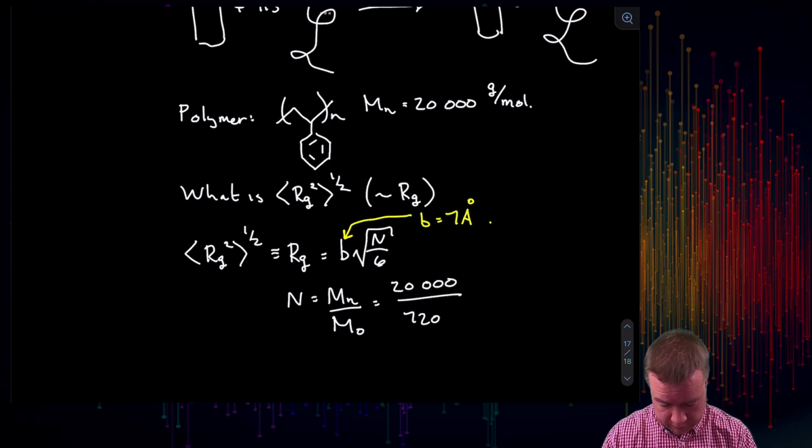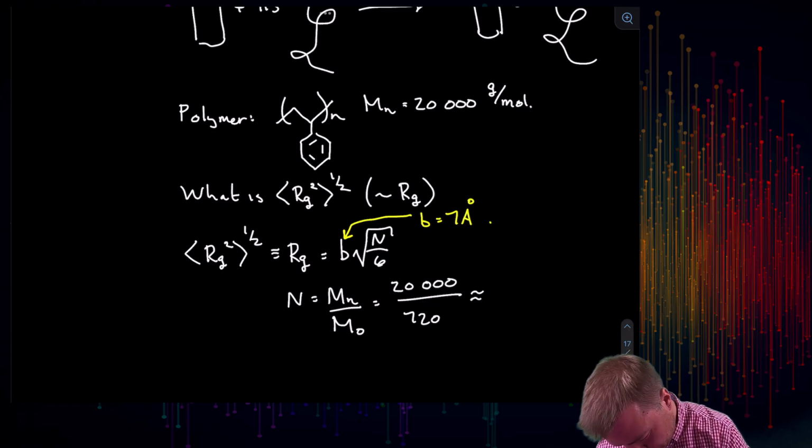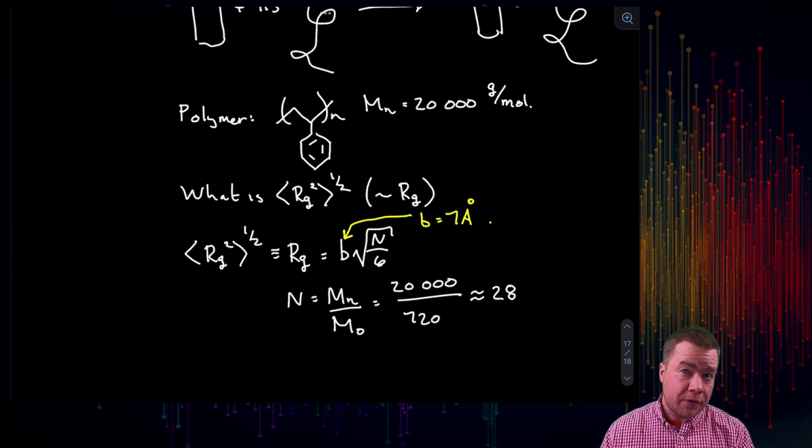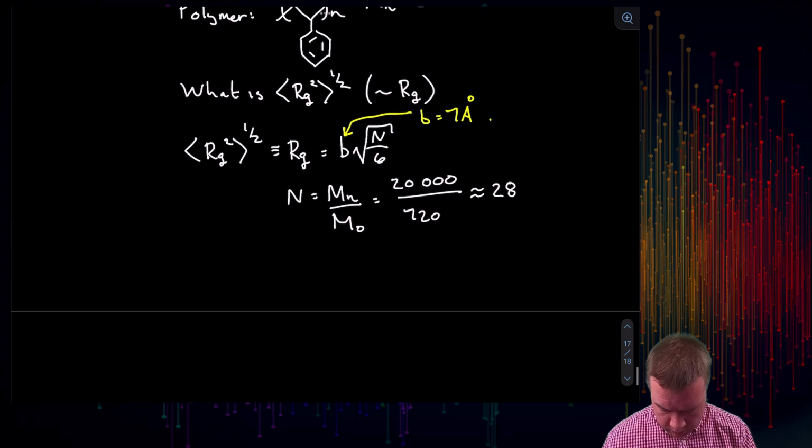So let me open my calculator, and let's see what this gives us. This is 20,000 divided by 720. This is about 28. So that's not the number of styrenes in the polymer chain. That is the number of Kuhn segments in the polymer chain. If we wanted to use the number of styrenes, we'd have to use C infinity, the characteristic ratio, the number of styrenes, and the actual carbon-carbon bond length. But we're not going to do that.